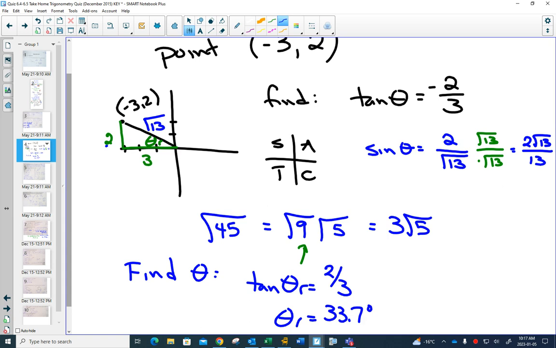And because it's in quadrant 2, I would subtract that from 180 and get 146.3 degrees. So I could give you the point and ask you to find certain things. I could also give you the angle and the length of the line segment and ask you to find the point. So let's look at what that would look like.